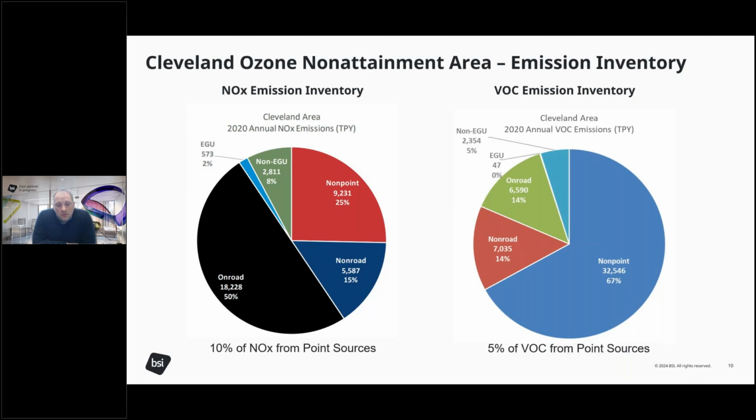Similarly with the VOC, about 5% of the VOC emissions are coming from point sources. So it'll just be interesting to see what measures Ohio EPA puts in place to be able to attain the standard, since the point sources are a relatively insignificant portion. Unfortunately, the regulations are what they are, and you're still going to have to comply with them, even though you may not be the driving factor to meet attainment.